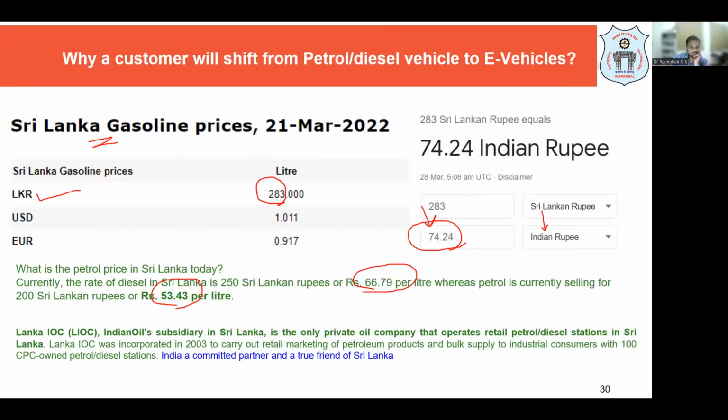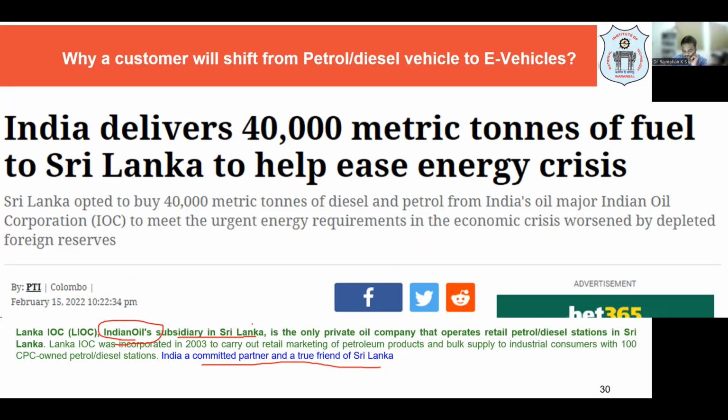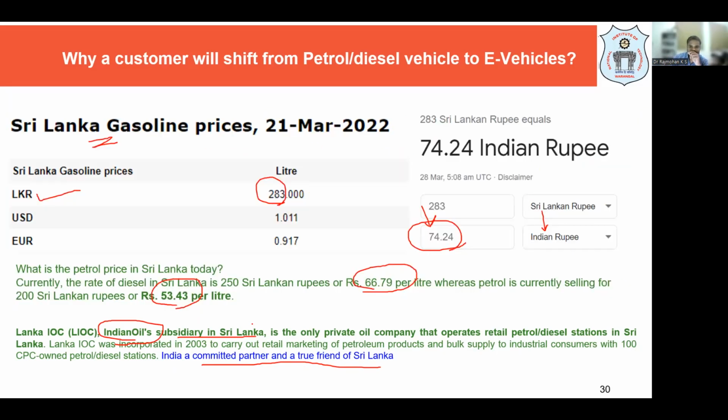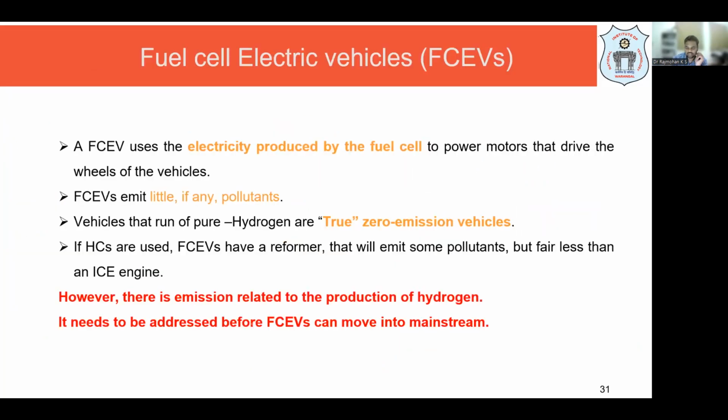The big part is that our Indian Oil Company subsidiary is there in Sri Lanka, and they are selling petrol and diesel to Sri Lanka, because India is a committed partner and a true friend of Sri Lanka. We are even donating some tons of petrol and diesel to address their energy demands. So India is selling petrol and diesel at a lower price in Sri Lanka, whereas in India we are paying more. That is also another driving force for customers to shift from gasoline or diesel based vehicles to electric vehicles.